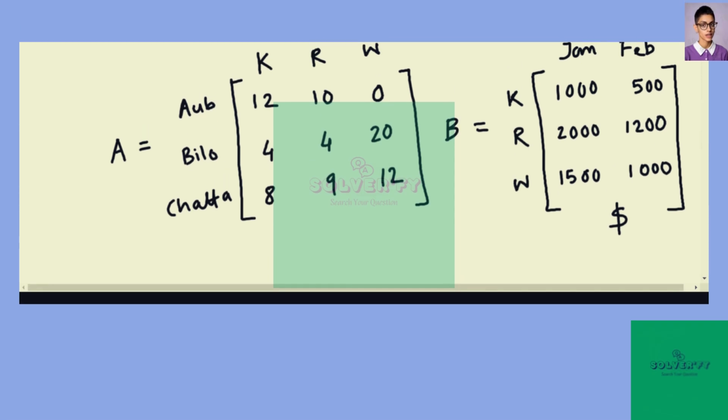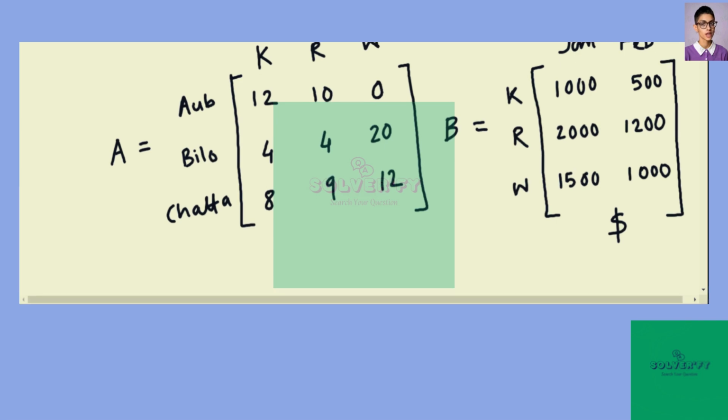Hello everyone. In this problem, we have two matrices. The first matrix represents the number of cars produced each day for three different plants located in Auburn, Biloxi and Chattanooga. The cars are of three different models: K, R, and W. Matrix B represents the profit in dollars for each model of car during two different months, January and February.